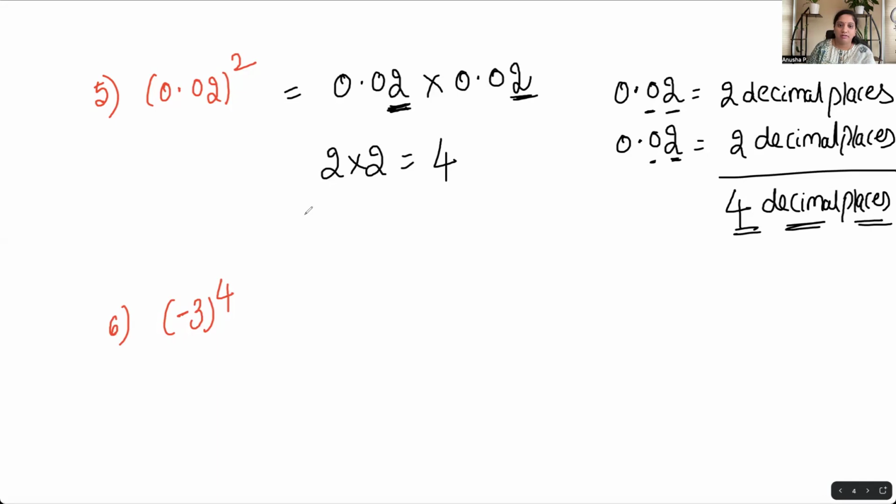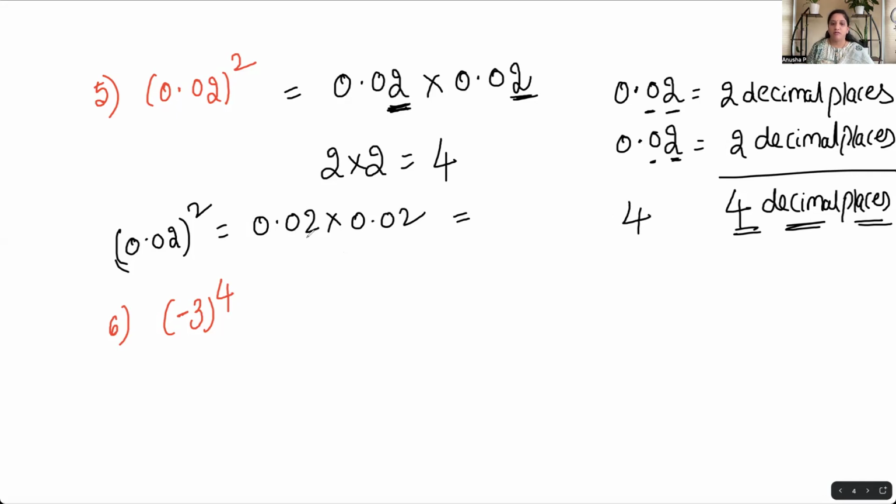So now 0.02 to the power of 2 is nothing but 0.02 times 0.02, which is equal to, we got 4 as an answer. Now, after the decimal point, you have 4 digits. So we have to jump the decimal point 4 places to the left and keep the decimal point, okay?